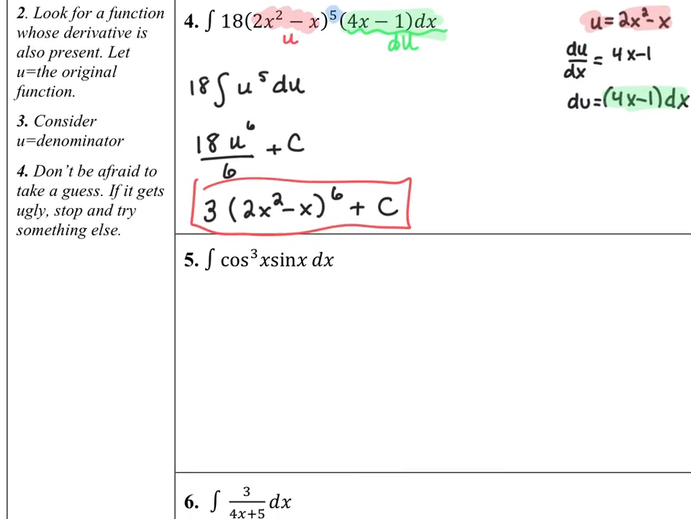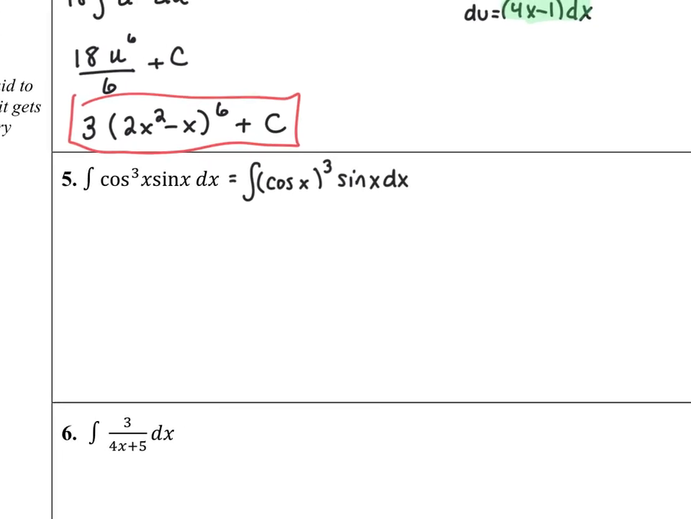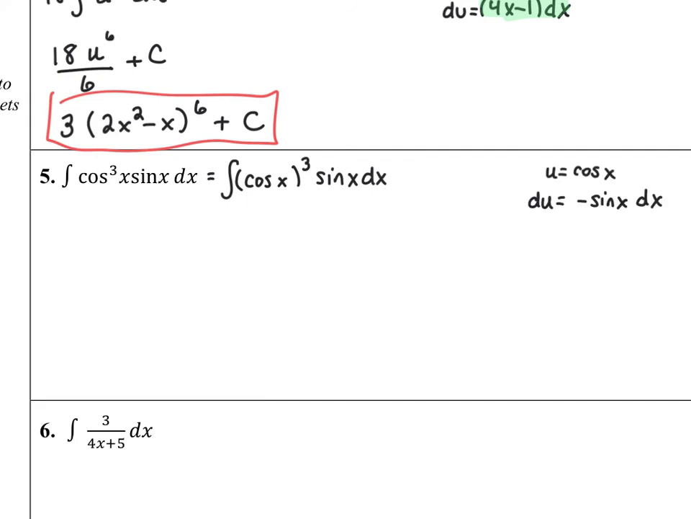On example number 5, I'm first going to rewrite that cosine cubed x as cosine x quantity cubed. And now I can see that that cosine x is my inside function. Notice I streamlined this a little bit, so instead of that step in here that said du over dx, I just went ahead and put the dx over here, and that's okay for you to do.